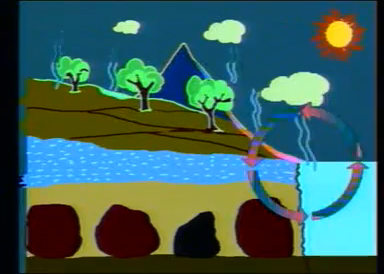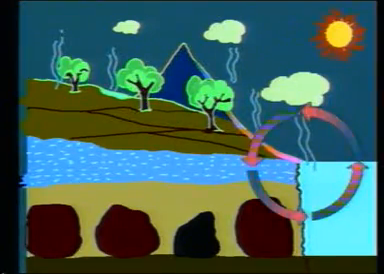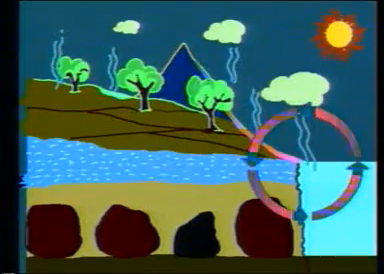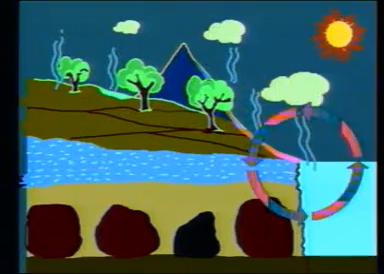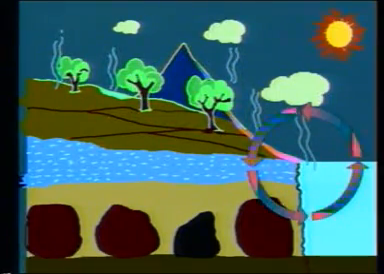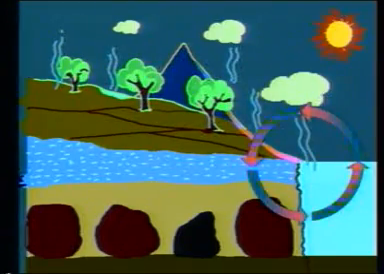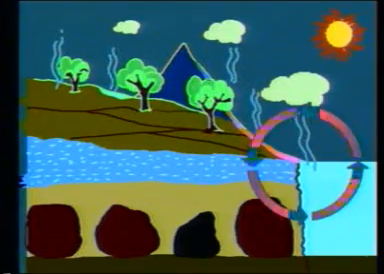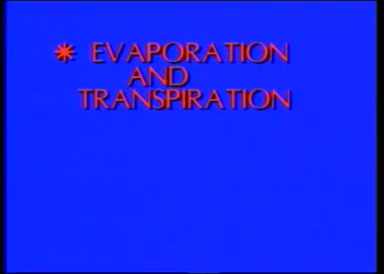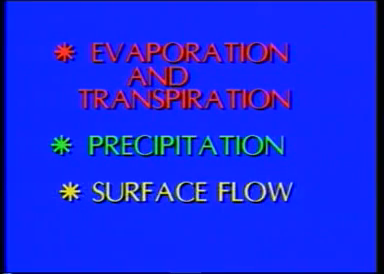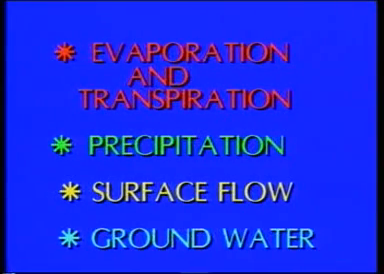In nature, there is continuous movement of water between oceans, land, and atmosphere. It goes through a cyclic movement. This remarkable cycle is called the hydrologic cycle. This cycle fills the deficiency created in various compartments. In the hydrologic cycle, the important phases are evaporation and transpiration, precipitation, surface flow, and groundwater.